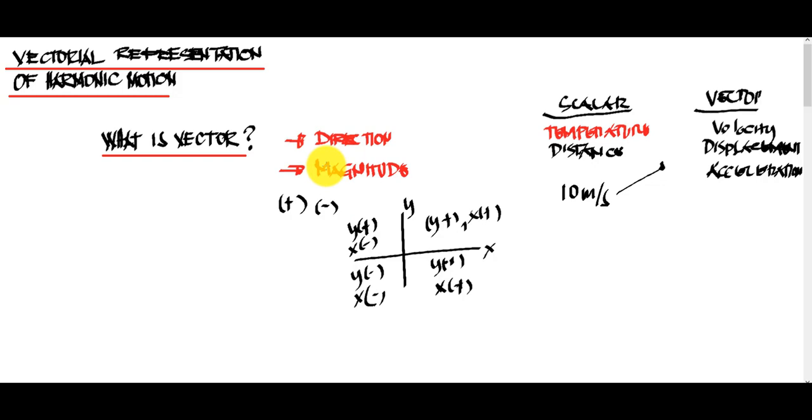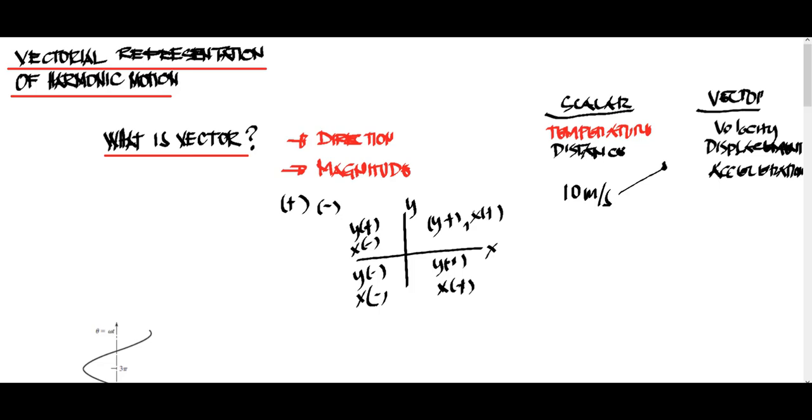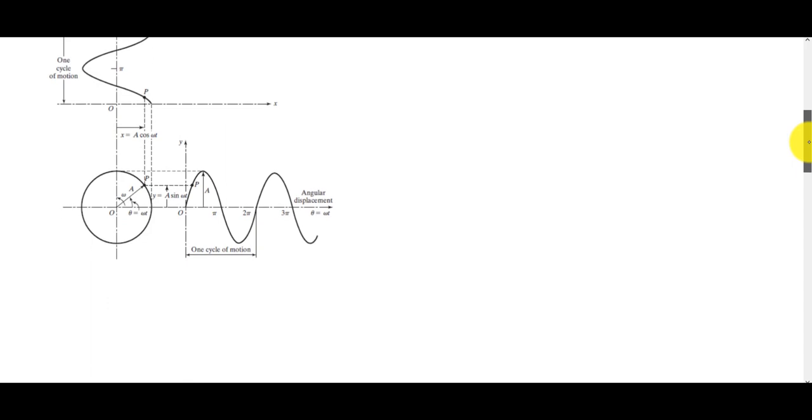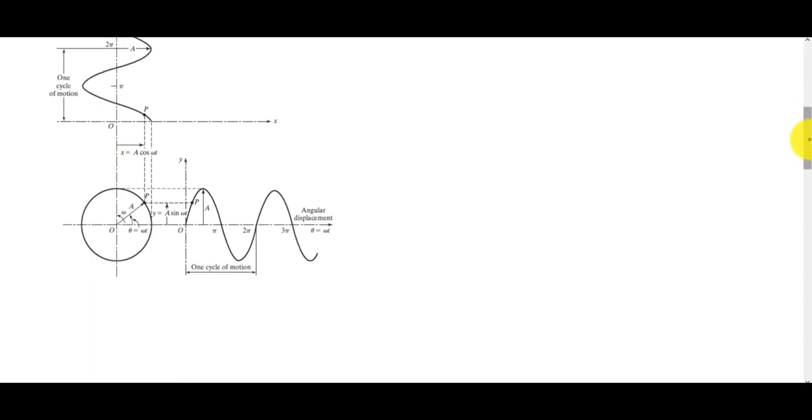So going back to the vector representation of harmonic motion. Harmonic motion can also be represented by means of a vector. For example, we have your vector OP, with the arrow symbol. So we have your vector OP.